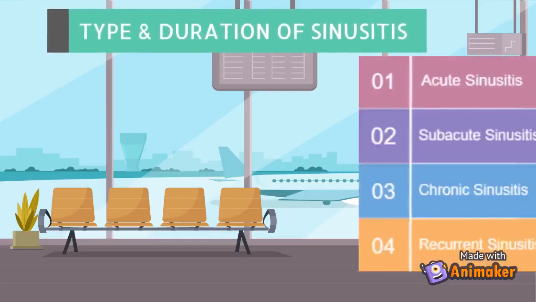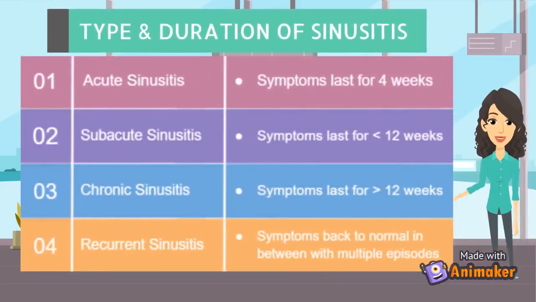Types and duration of sinusitis. There are 4 types of sinusitis, which include acute, subacute, chronic, and recurrent sinusitis, which only differ in their duration when having the symptoms. First is acute sinusitis, where the symptoms last for 4 weeks. Next, subacute sinusitis lasts less than 12 weeks, while for chronic, the symptoms last more than 12 weeks. Lastly is recurrent sinusitis, in which the symptoms come and go back to normal in between, with multiple episodes.